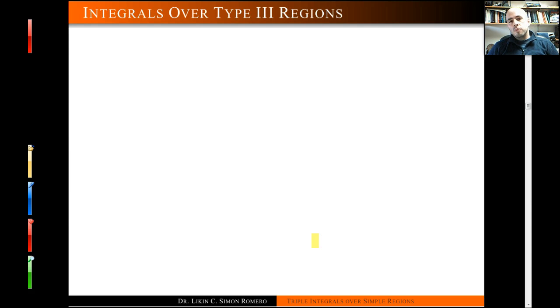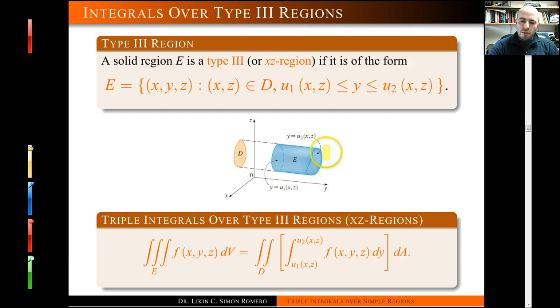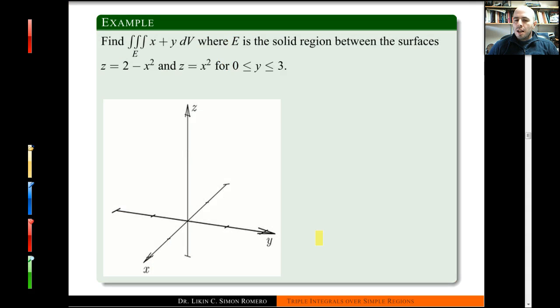And we have the type 3 regions that are pretty much the same, but now with y moving between two continuous functions that depend on x and z. That's why they are called xz regions. And again, you just integrate with respect to y, and in the lower part you put the lower function, and in the upper part you put the higher function. Let me give you an example.